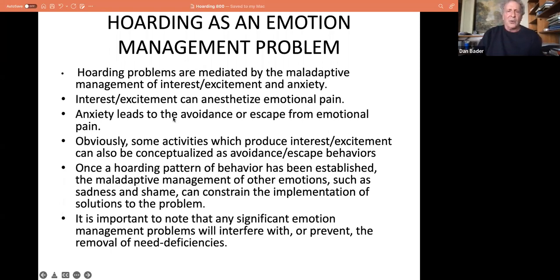It's very, very important to address the emotion. So somebody who's a hoarder would need to get their need deficiencies cleared up with assistance, and it has to be cleared up as best as possible. And then they need to be able to manage these emotions, both of those things.